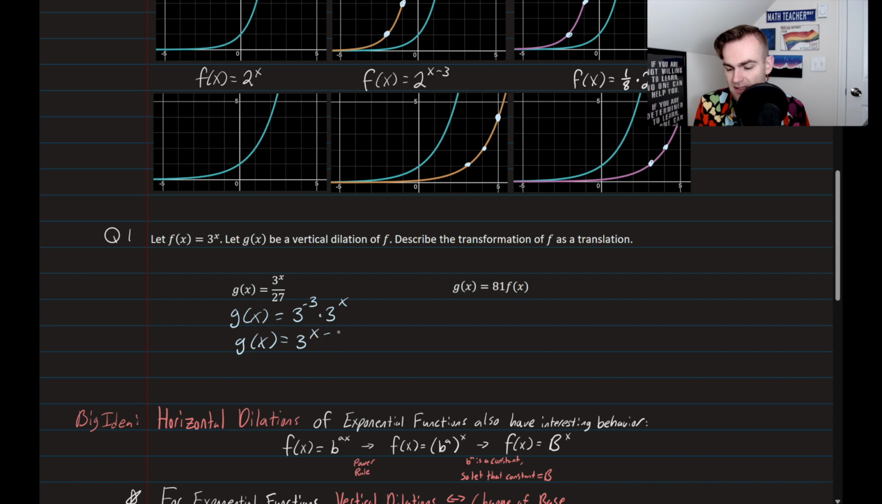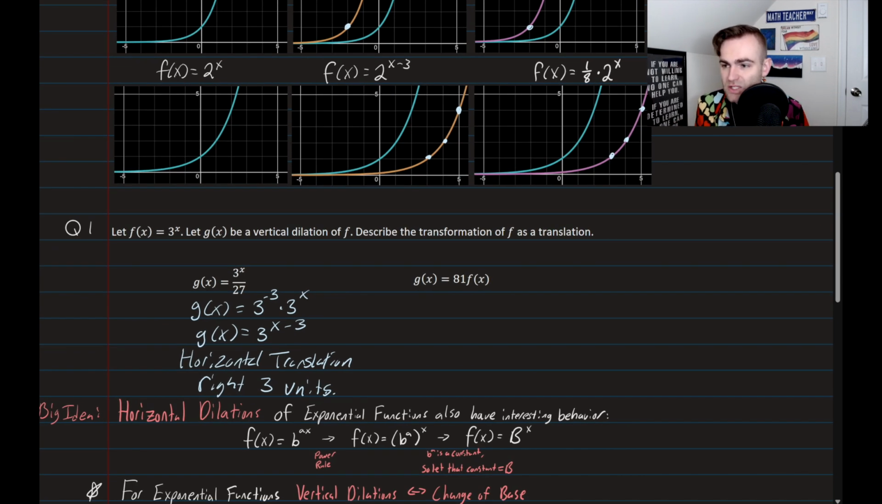which means that g of x is equal to 3 to the power of x minus 3, which means that this is a horizontal translation, and this would be right 3 units. We don't really know what the units are, but it's good to get in the habit of writing that.